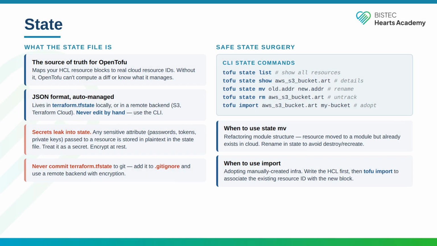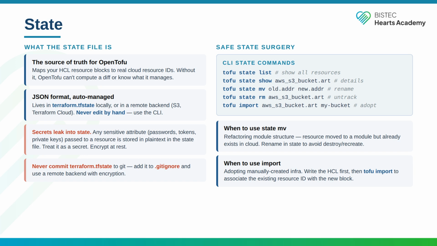The state file is the most important artifact in your OpenTofu workflow. When you run tofu apply, OpenTofu writes every resource it manages into a JSON file called terraform.tfstate. This file is the source of truth for what OpenTofu believes exists. On the next tofu plan, OpenTofu reads the state, calls provider APIs for the current real-world state, and compares both against your HCL to show the diff.